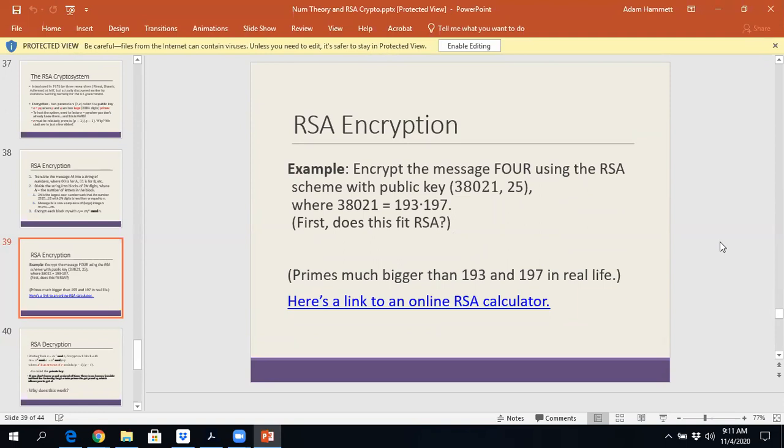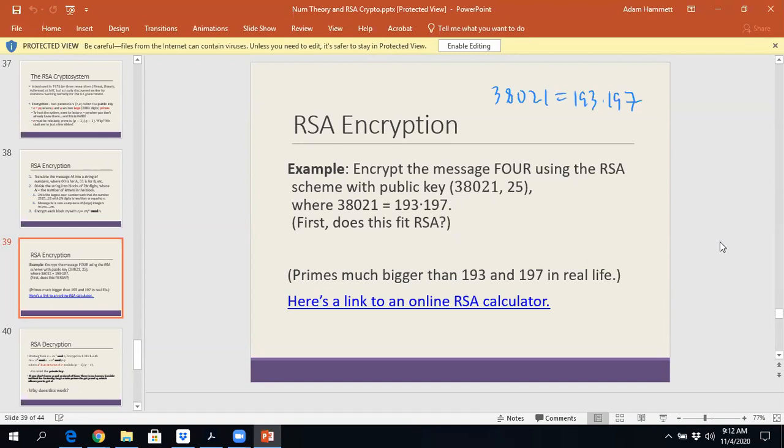Last time we worked on this one, didn't we? We tried to encrypt the message 4, right? And there we noticed that 38,021, first of all, is 193 times 197. So my 2 primes are 193 and 197. By the way, any hacker worth their weight in gold would crack this system in 8 seconds, okay? Maybe less. This is way too easy. You would need to use massive primes. It's just for illustrative purposes, okay?